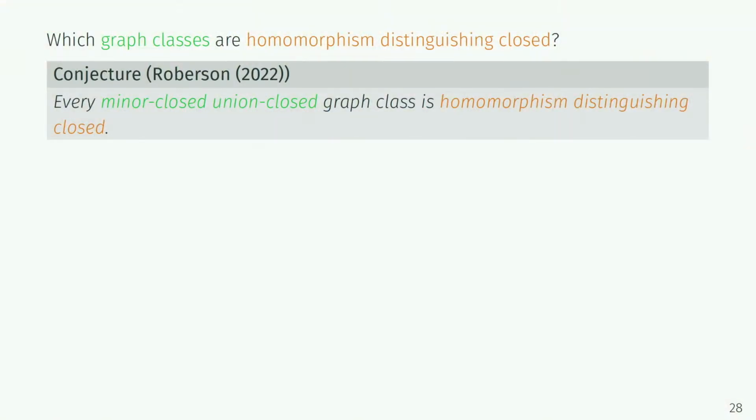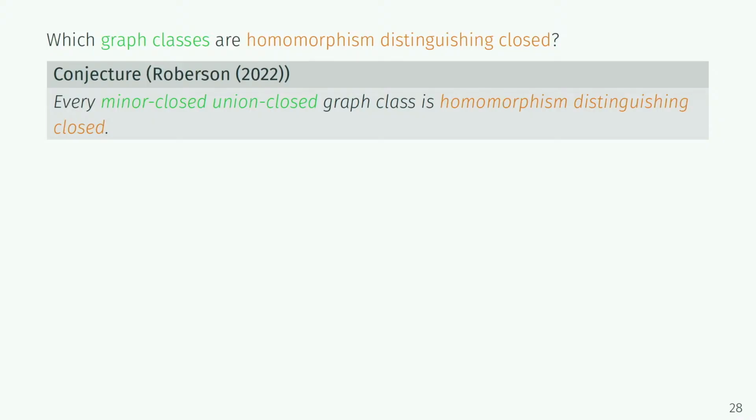Okay. Let's move on. So the question is, which graph classes are homomorphism distinguishing closed? Okay, and the leading conjecture that we are working on here is this conjecture by Roberson from 3 years ago that says that every minor closed union closed graph class is homomorphism distinguishing closed. Okay, union closed means that the graph class is closed under disjoint unions. That's straightforward, and this is a necessary condition. So you can't get rid of the union closed here. Now, minor closed means if you have a graph in your class, you can delete vertices and delete edges and contract edges, and you remain in the class.